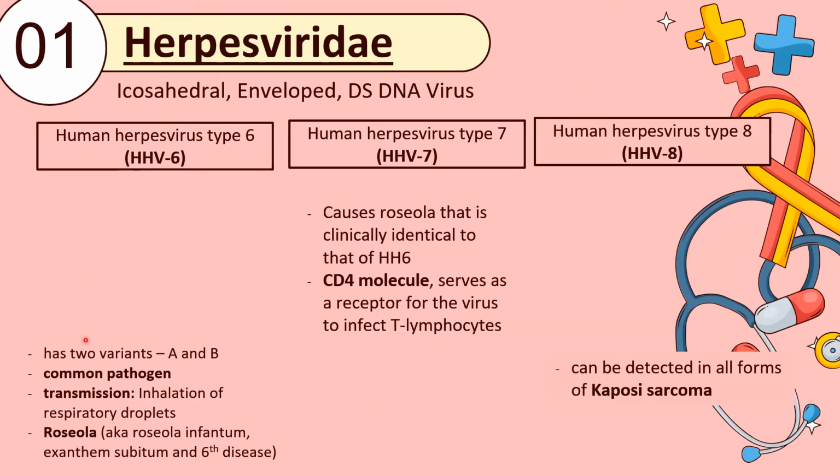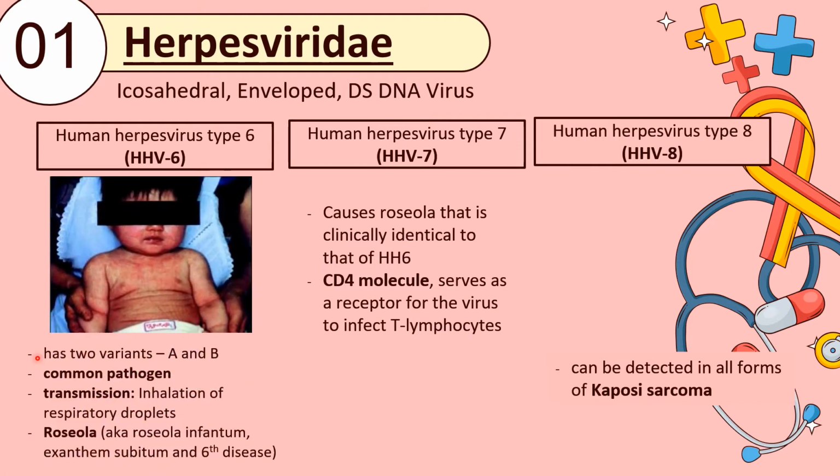Next is your human herpesvirus type 6 or the HHV6. They have two variants, type A and type B. Although they cannot be differentiated serologically, they are a common pathogen. That is why 94% of young adults are seropositive with this one. Modes of transmission include inhalation of respiratory droplets. Now, this is associated with childhood diseases such as roseola. Other names for roseola are roseola infantum, exanthem subitum, and the sixth disease.